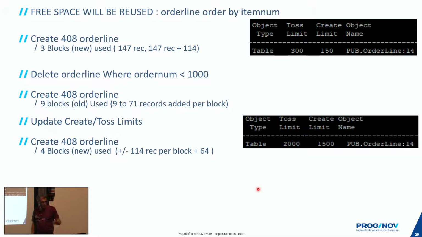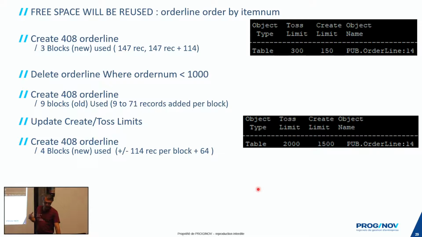You can soften this side effect by updating your create and toss limit. If I increase it, I recreate the same set of records. Now I will use only 4 blocks because the blocks which are partially empty are considered as full.